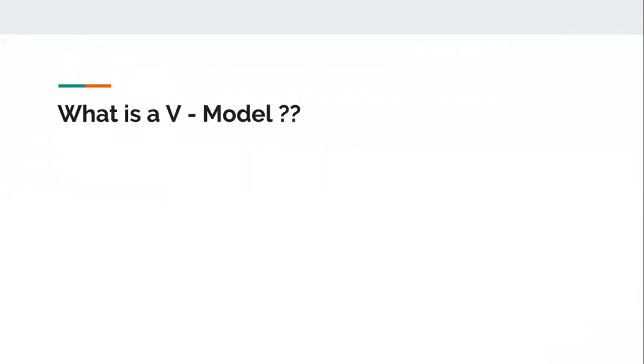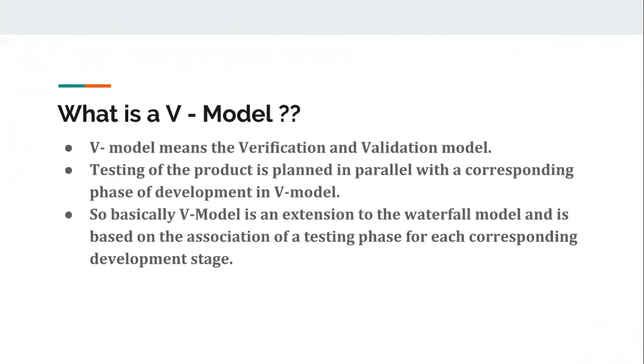So what is the V model? V model means the verification and validation model. Just like the waterfall model, this V-shaped life cycle is a sequential path of execution of the process. Testing of the product is planned in parallel with the corresponding phase of development in the V model. So each phase must be completed before the next phase begins. V model is one of the many software development models.